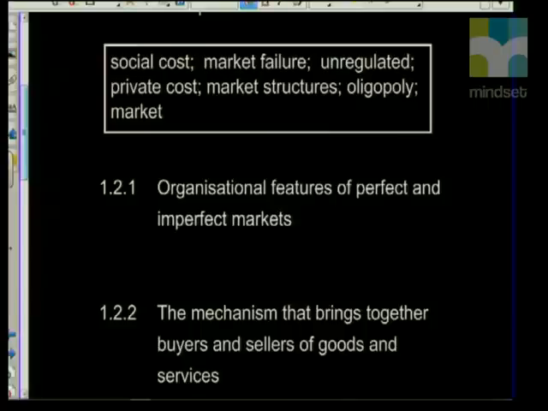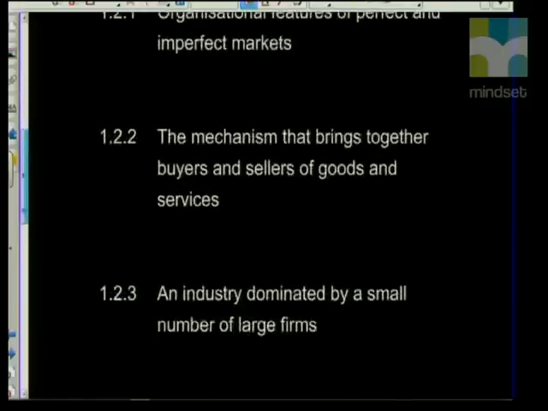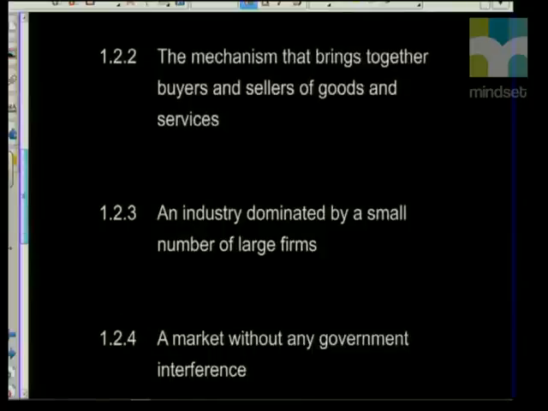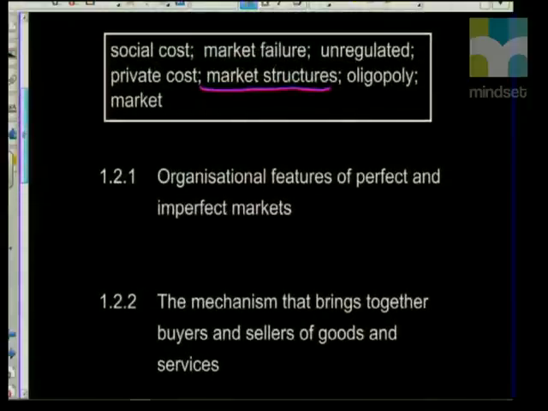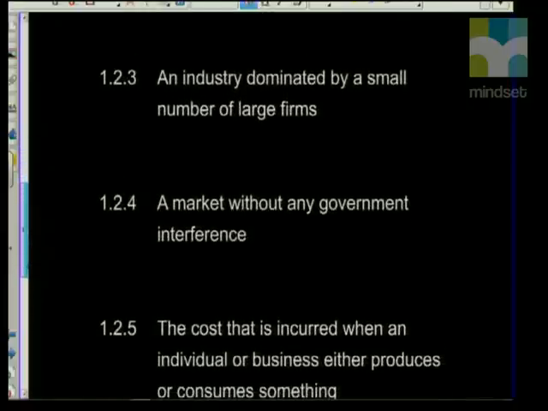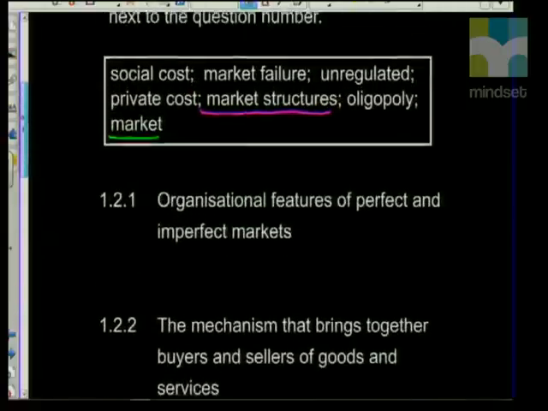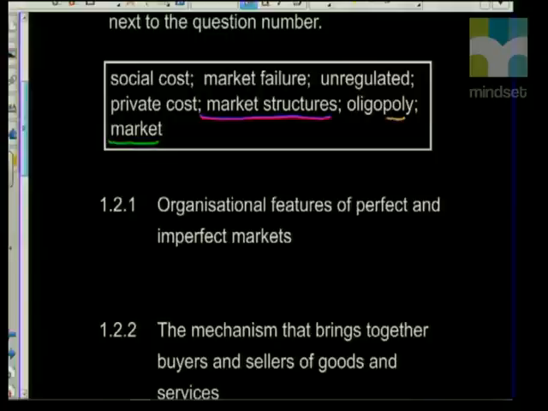Now question 1.2.1, organizational features of perfect and imperfect market. That refers to market structures. 1.2.2, the mechanism that brings together buyers and sellers of goods and services. Let's look at the options again. The answer here is a market. 1.2.3, an industry dominated by a small number of large firms. Back to the options, the oligopoly will be the correct answer.